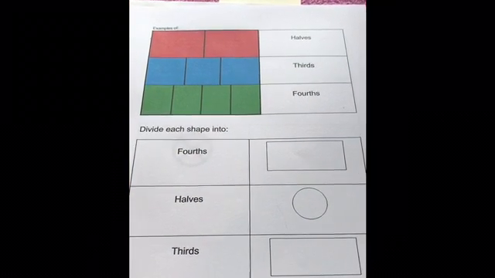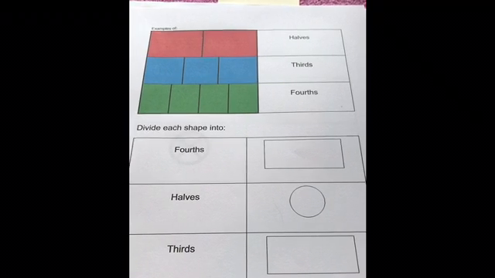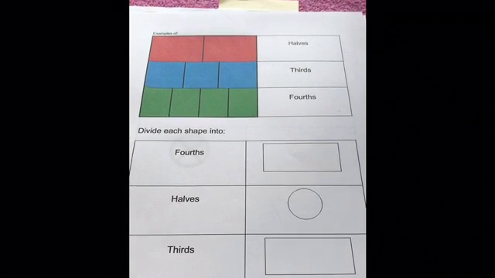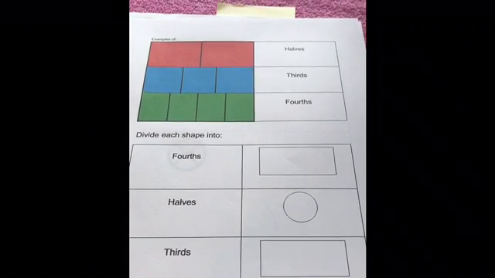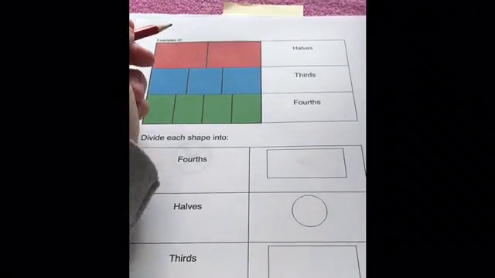Let's get started. Hello, today we are going to be talking about whole and equal parts. For today's example, we are going to be using a rectangle and thinking of it as a chocolate bar.